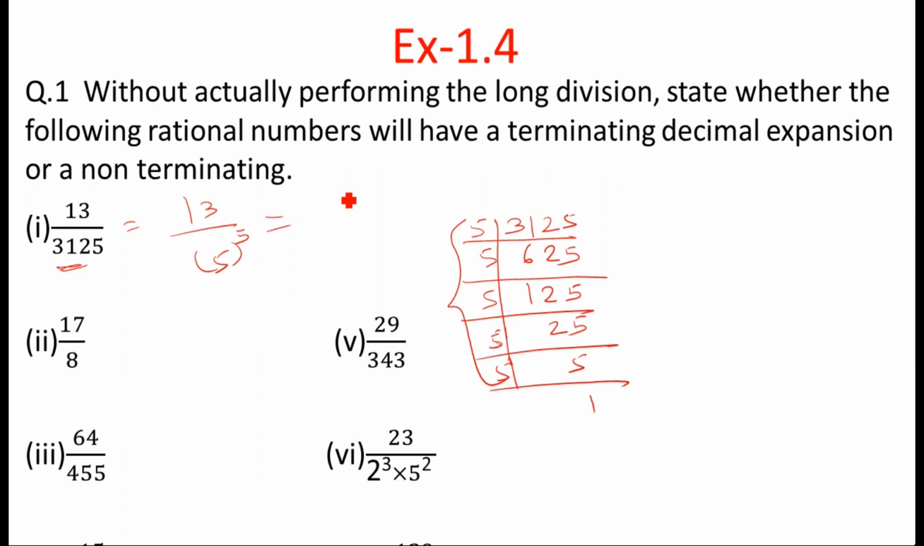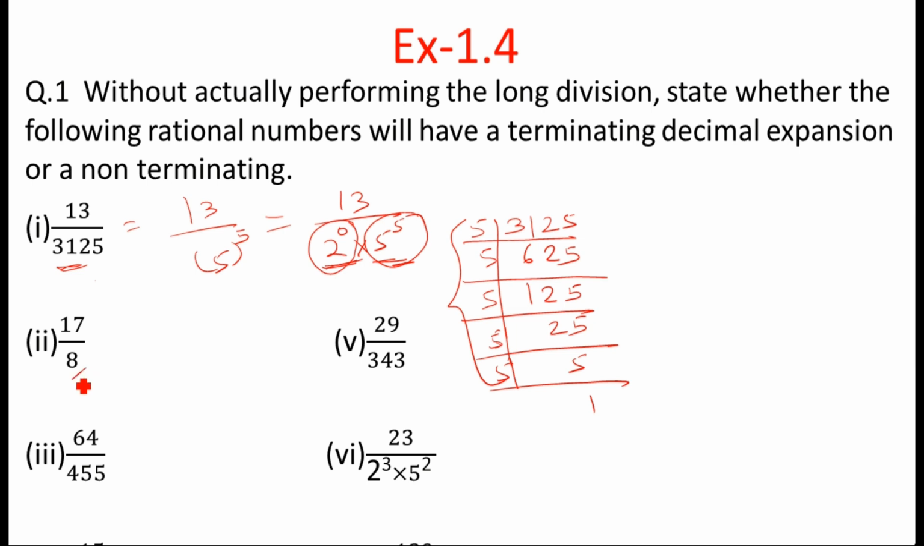We can write it like this also, 13 upon 2 raised to the power 0 cross 5 raised to the power 5. Therefore, the numbers who have only 2 and 5 in their denominator are always terminating, whereas the numbers who have other primes and not just 2 and 5 in their denominator are non-terminating. In this number, we have 2 raised to the power 0 and 5 raised to the power 5 in its denominator. Other numbers are not present, only these two numbers are present, therefore it is a terminating decimal expansion.